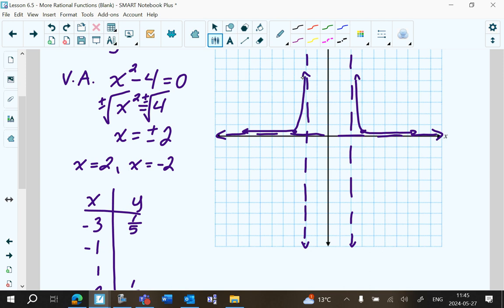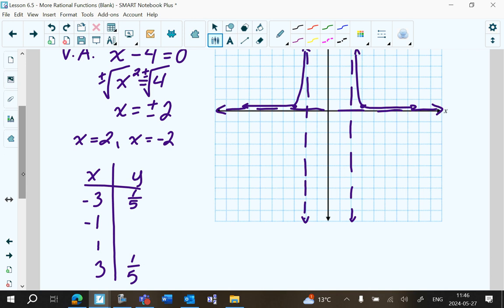The question is, what's happening in this section between the two asymptotes? Well, let's see. Negative 1, 1/3, which means positive 1 would also be 1/3. So we're going to have this and this. A little lower. Should be a little lower.